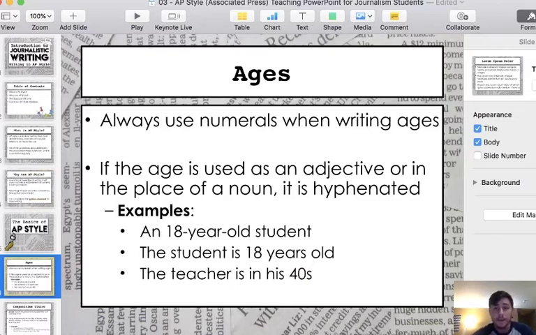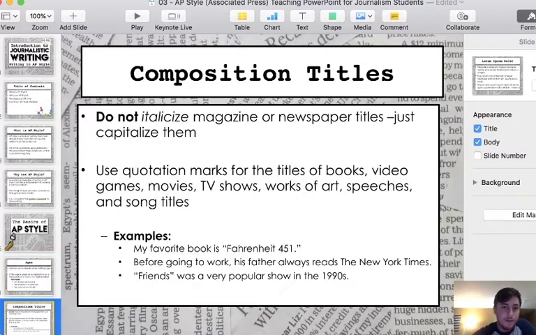Ages. So now we're going to get into some key principles of AP style. You always want to use numerals when writing ages. That usually goes without saying. However, if you did not know that already, okay, if I were to say my mom is 42, then you would not write out the word 42. You would just say it in numerals. If the age is used as an adjective or in the place of a noun, it is hyphenated. For instance, an 18-year-old student. And you guys can see other examples there.